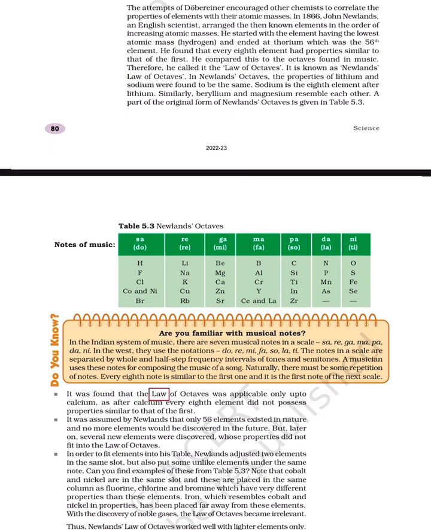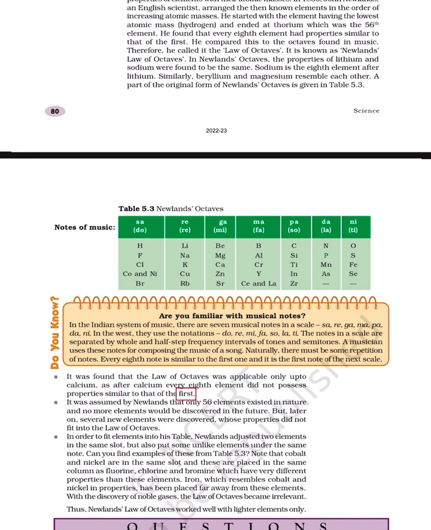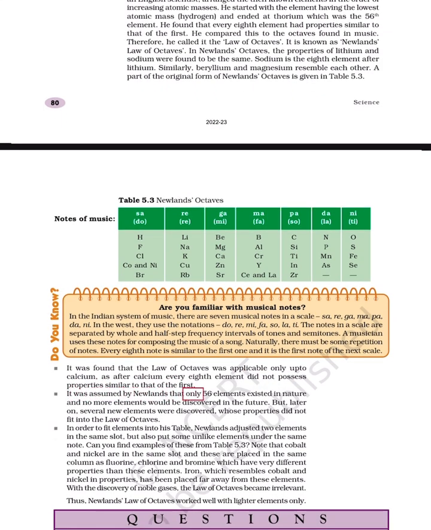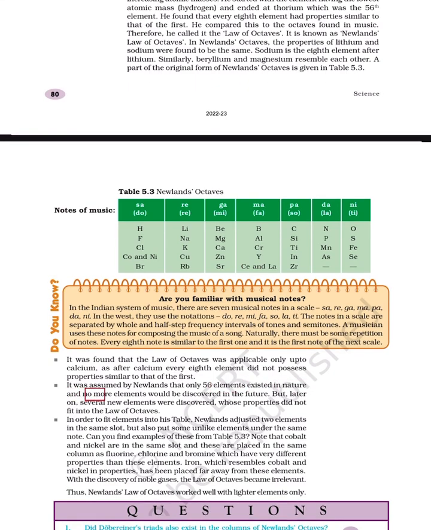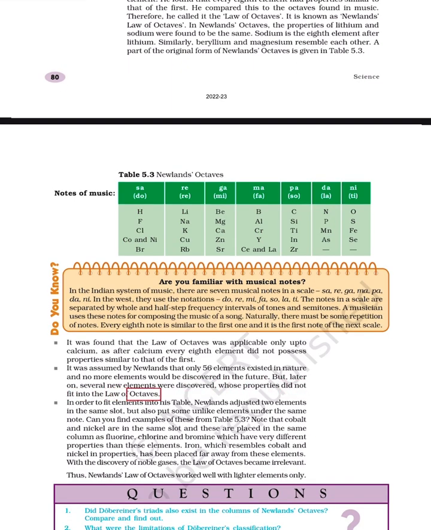And it was found that the law of octaves was applicable only up to calcium, as after calcium every 8th element did not possess properties similar to that of the first. And it was assumed by Newlands that only 56 elements existed in nature and no more elements would be discovered in the future. But later on, several new elements were discovered, whose properties did not fit into the law of octaves.